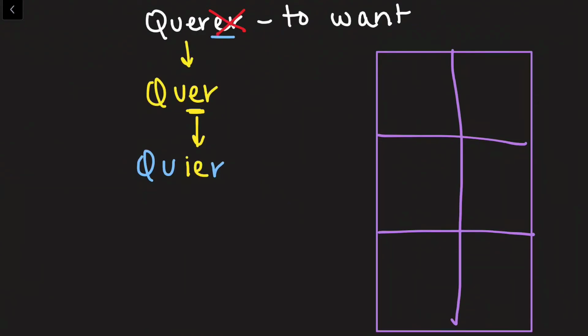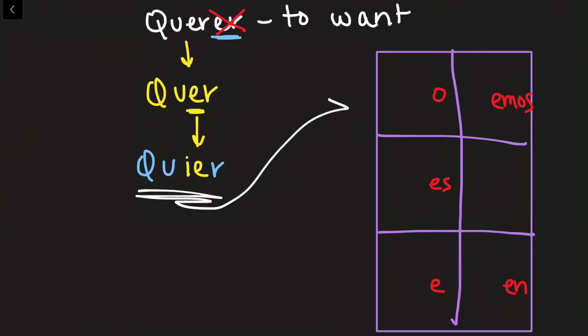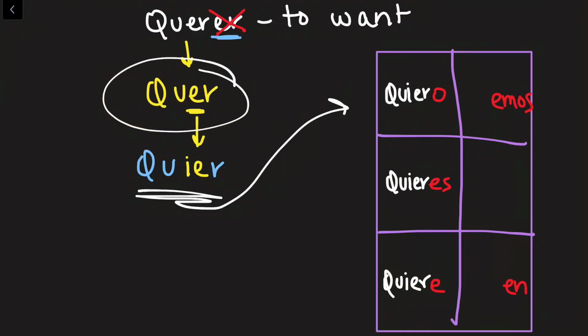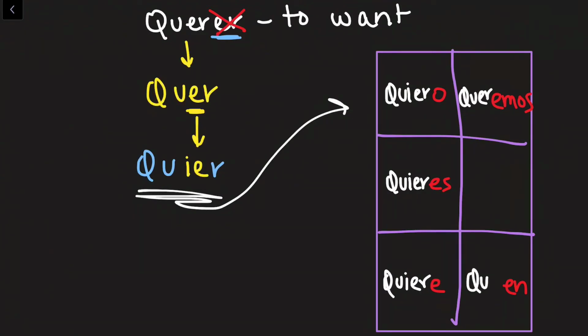Now, because this is an ER verb, it has the conjugate endings of o, es, e, emos, en. So we add this changed stem to each of the boxes in the conjugate table. So you get yo quiero, tú quieres, él, ella, or usted quiere. For nosotros, we go back to the original stem, so we have nosotros queremos, and ellos, ellas, and ustedes quieren.